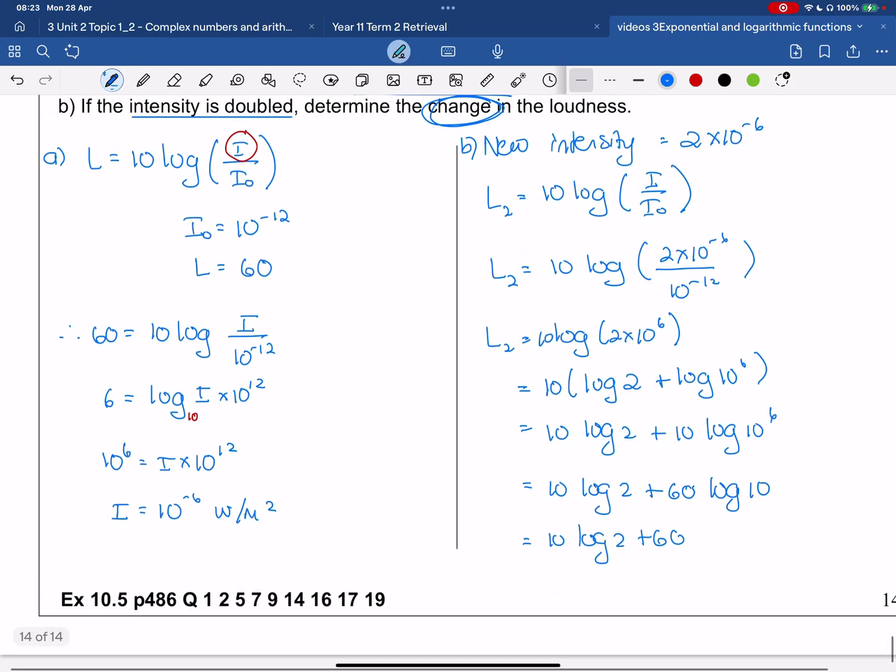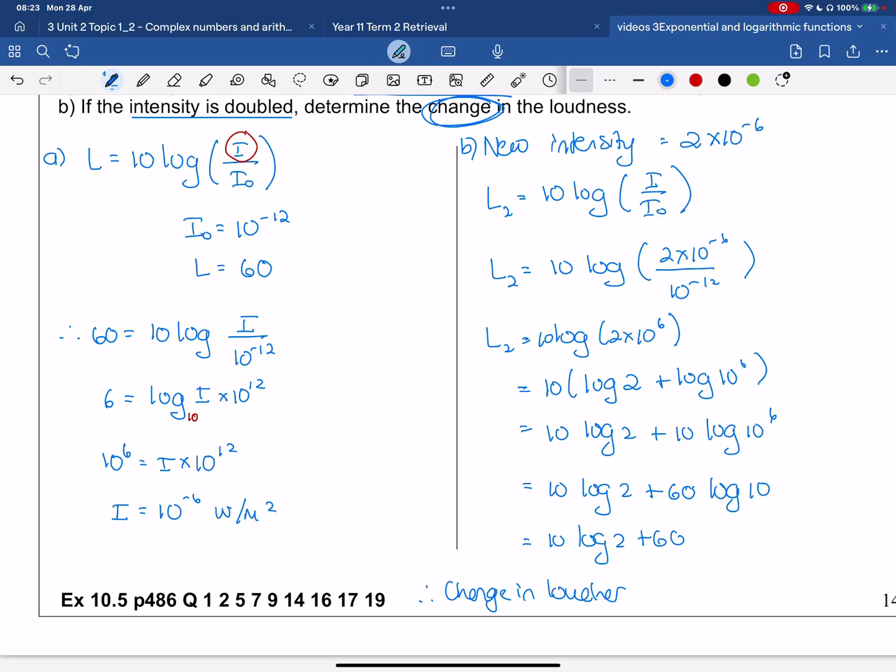Okay, and so my change in loudness will be L2 minus L1, and that's going to be 10 log of 2 plus 60 minus 60. So my change in loudness will just be 10 log 2.